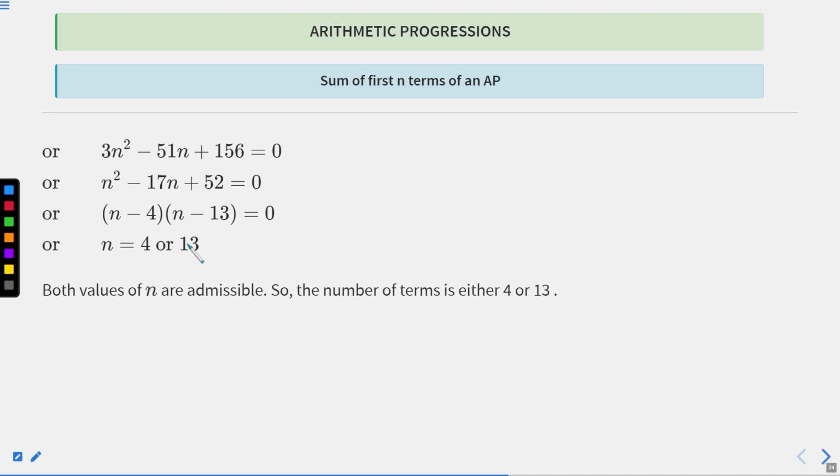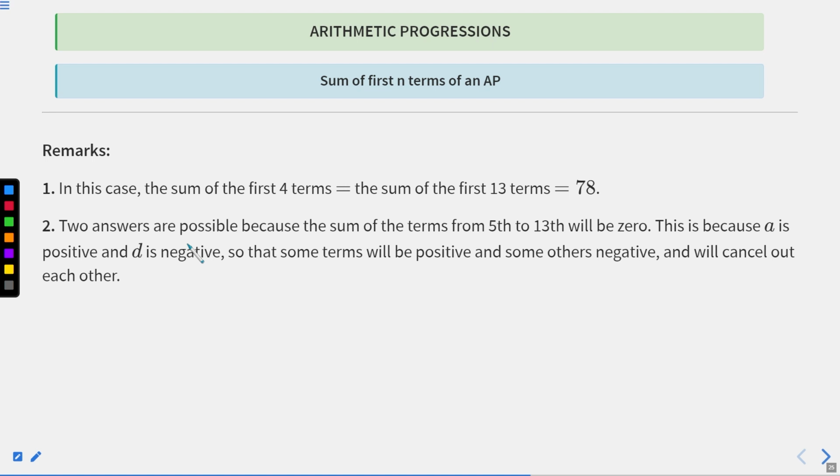So n square minus 17n plus 52 is equal to 0, or n minus 4 times n minus 13 is equal to 0, so the values of n are 4 and 13. Both values of n are admissible, so the number of terms is either 4 or 13. So the number of terms is either 4 or 13 for this AP. The sum of these terms is equal to 78. Now here we give some remarks.